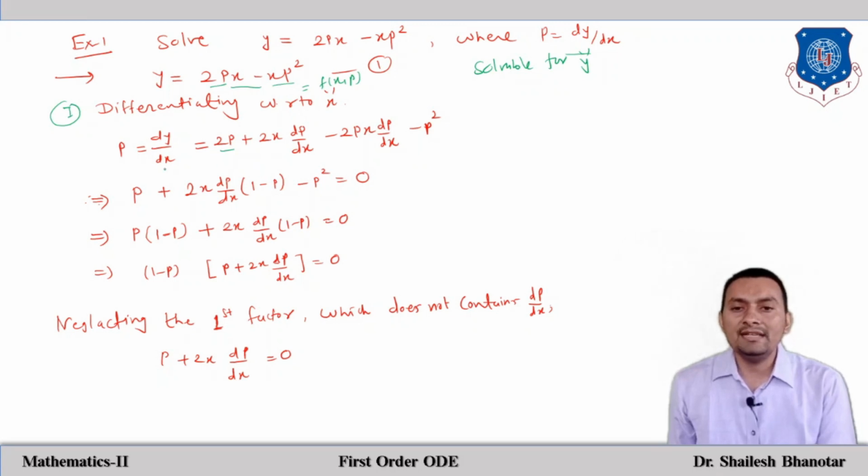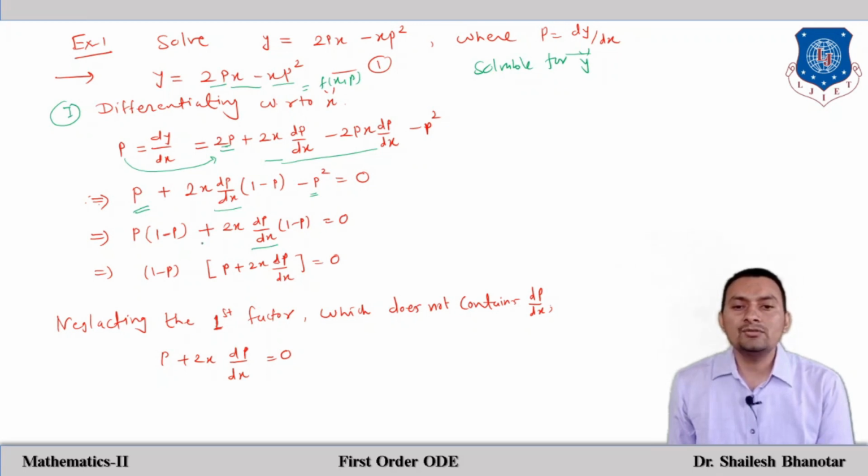But dy by dx is p, so whenever I write that, the 2p is there, so just take p on the right hand side. But from these two terms, what you can take common: 2x into dp by dx will be common, so we will have 1 minus p, and minus p square is there. Now whenever I write these two terms together, I can take p common, and we will have 1 minus p plus this factor.